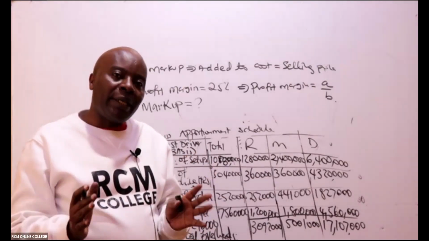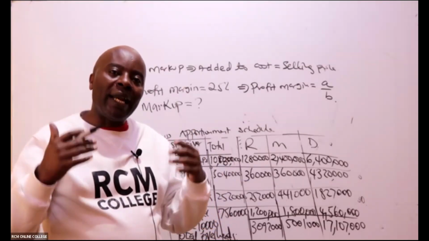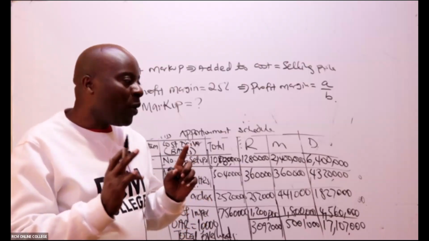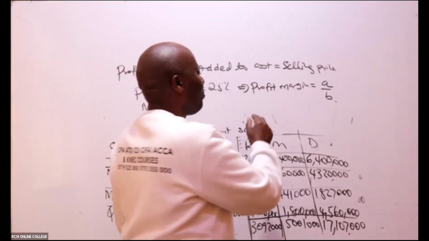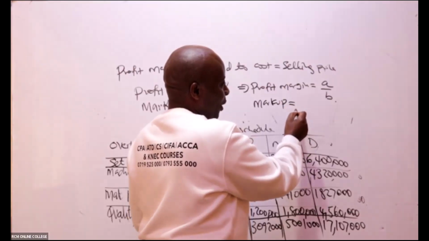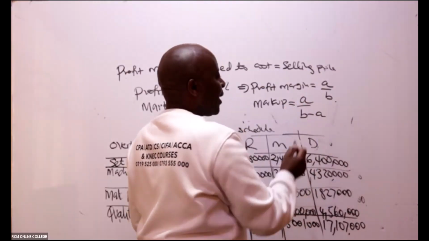Margin has a bigger denominator. Kwa Kiswahili, margin iko na makalio makubwa. Margin. So whenever you want to go down to markup, hiyo ina makalio. Makalio yake ni kidogo yani. So unasema ni A over B minus A, like that.